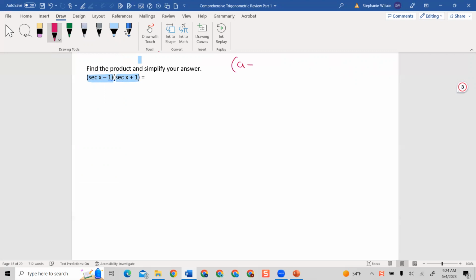So if the first terms are the same and the last terms are the same, but the signs here are different, then that means I'm just going to square the first minus square the last, and then we're done. So if you want to use that method, you can. But if not, I'm going to distribute or use the full method. So I got secant x times secant x, so I get a square, right? It's the same as saying x times x. You get the x squared. Okay. So just a little refresher.